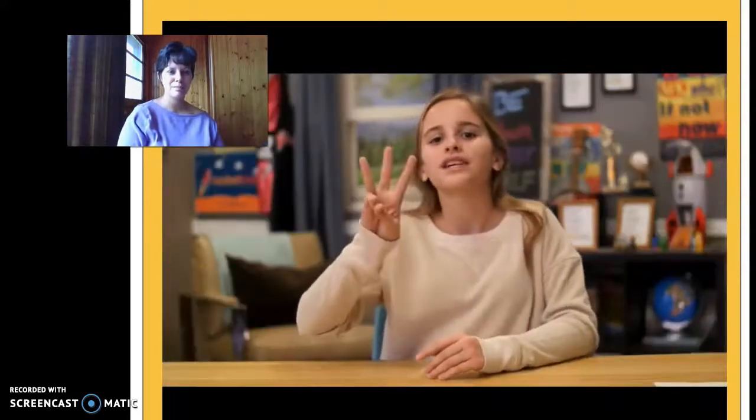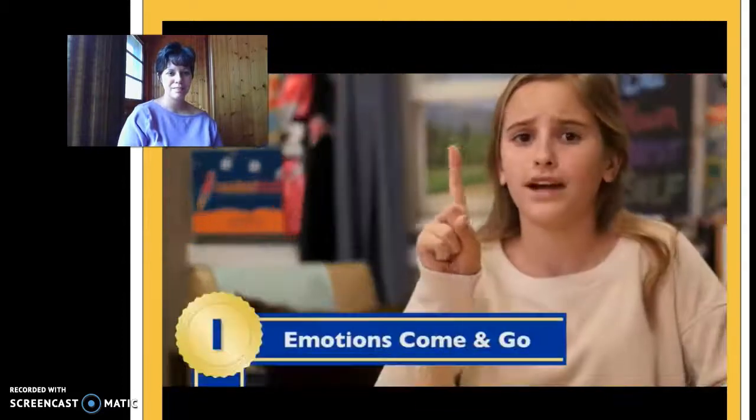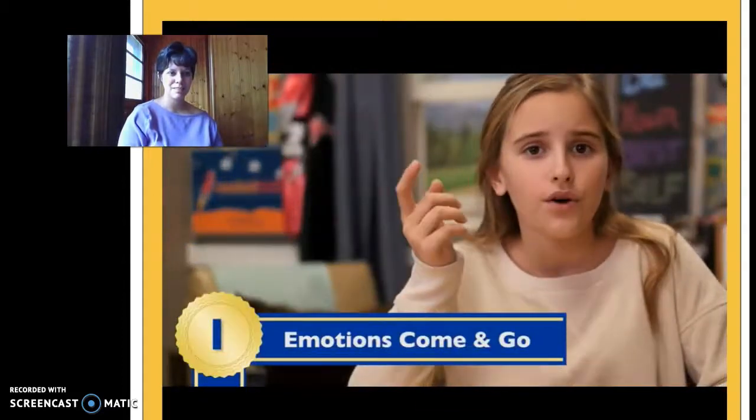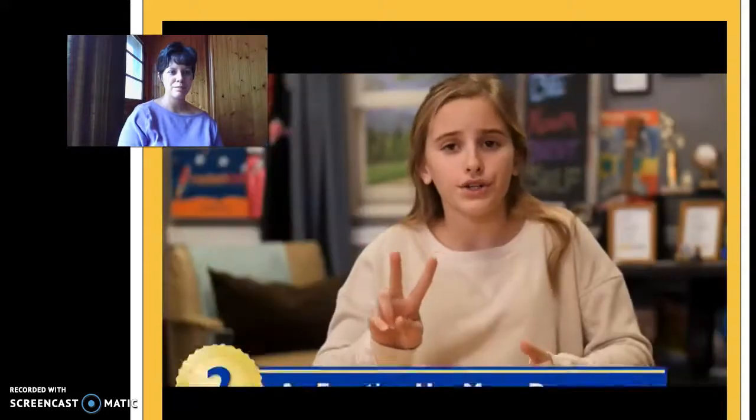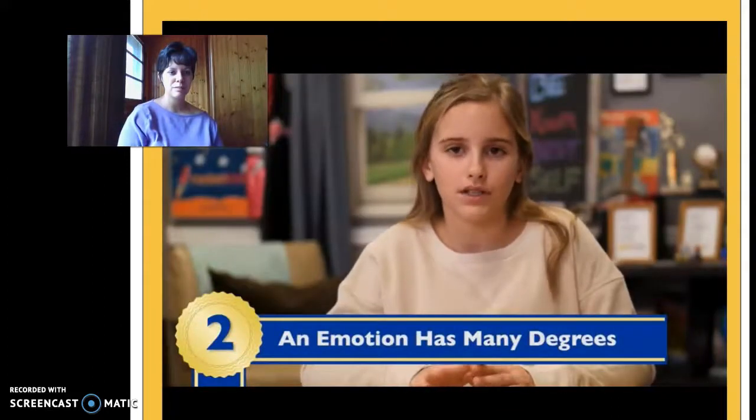Here are 3 important things we should know about emotions. 1. Emotions come and go. Most of us feel many different emotions throughout the day. Some last just a few seconds. Others might linger to become a mood. 2. There can be many emotions. They can be mild, intense, or somewhere in between. The intensity of an emotion can depend on the situation and on the person.